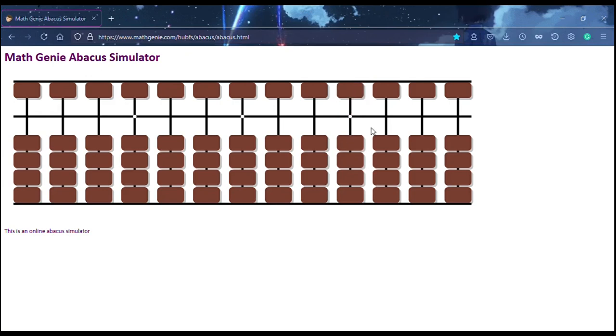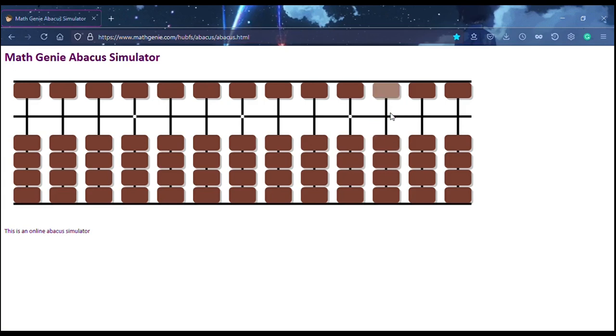In example question 1, the abacus has a 5 beat pushed down and two 1 beats pushed up on the rod third from the right. What number is the abacus showing? So the rod third from the right is the hundreds rod. We have one 5-beat pushed down and two 1-beats, 1, 2 pushed up. This abacus is showing the number 700.